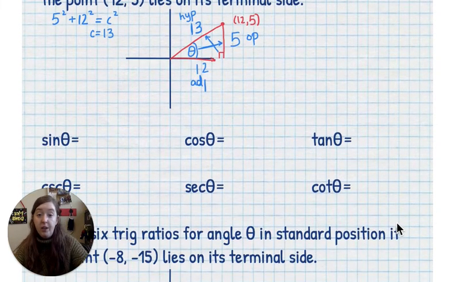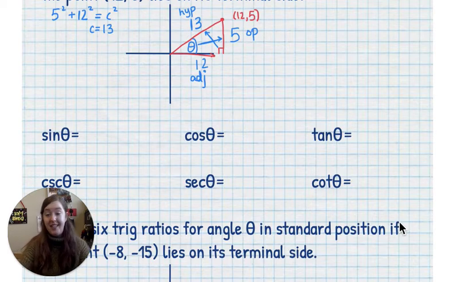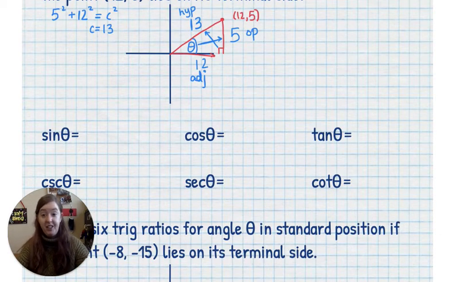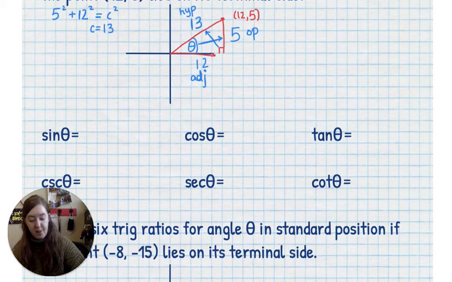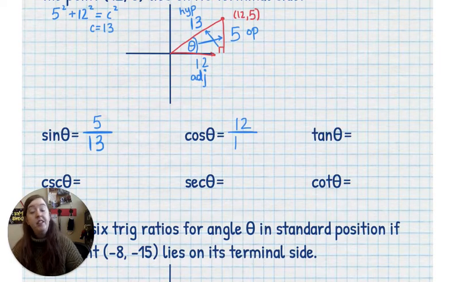So now what we want to do is find sine, cosine, tangent, cosecant, secant, cotangent. So sine is opposite over hypotenuse, so that'll be 5 over 13. Cosine is adjacent over hypotenuse, so that'll be 12 over 13. Tangent is opposite over adjacent, so that'll be 5 over 12.